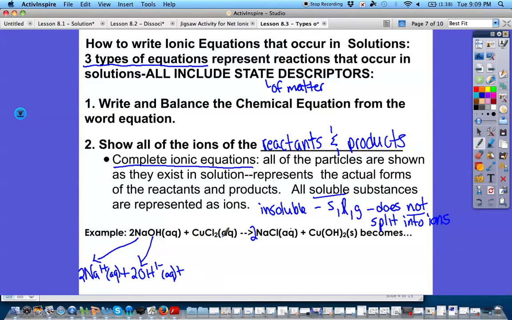And then copper chloride. Remember, we can do the reverse crisscross to figure out what the charges are. Chlorine is a 1-, so that means that copper is going to be a 2+. So Cu 2+. This is showing what is in solution. So all of these ions are aqueous. And then chlorine is a 1 minus. But remember, we have 2 chlorines in here, so it's going to be 2Cl 1 minus. The subscript becomes the coefficient.